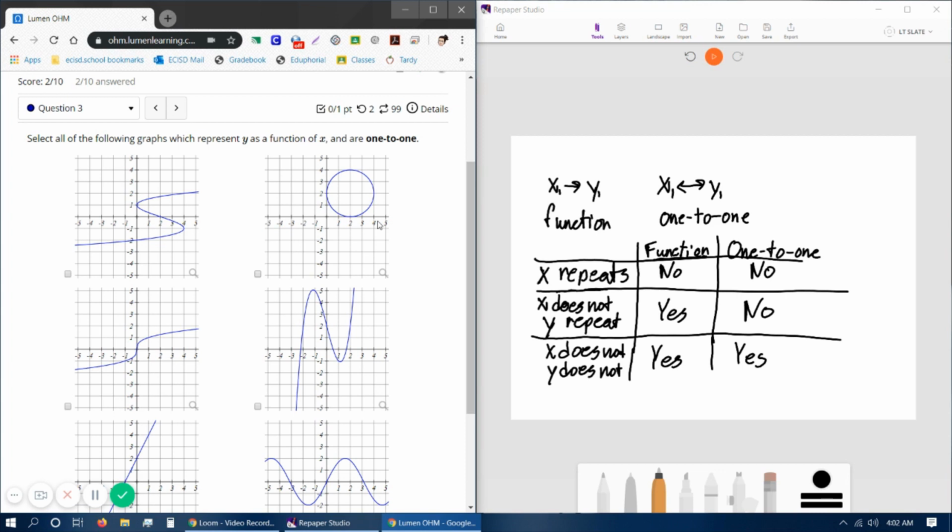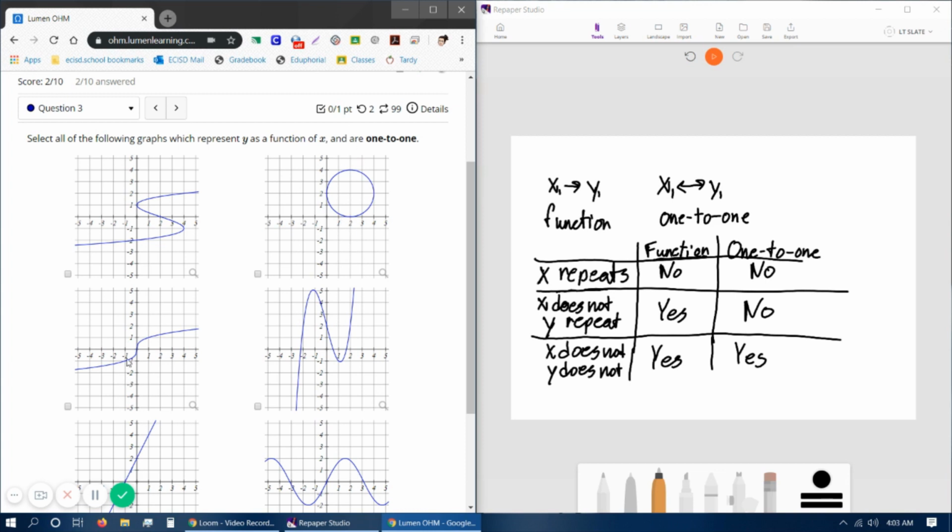The horizontal line test can be used on graphs of functions to determine if they are also one-to-one. If there's any point on the graph where a horizontal line can touch a function more than once, it is not one-to-one. In order to use the horizontal line test, the equation must first pass the vertical line test. Only functions can be one-to-one. The first graph is not a function because I can put a vertical line through it right here and have it touch more than once. The second graph is not a function either because I can have a vertical line here and touch it twice.